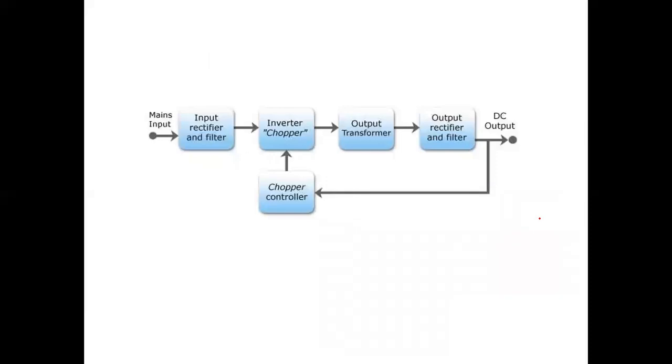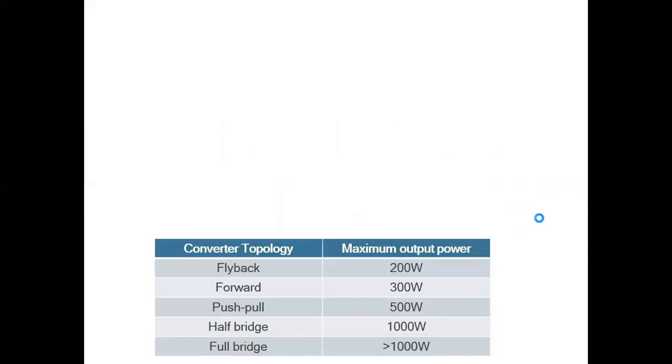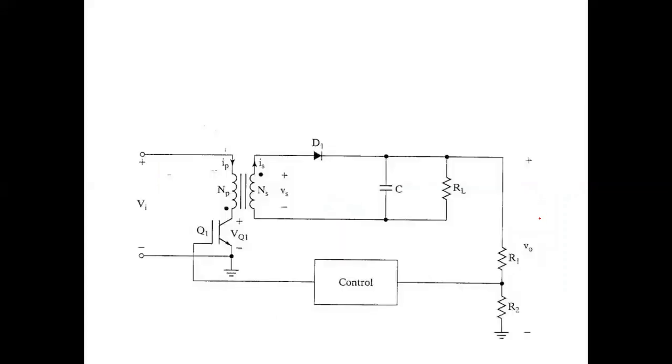So this is the model of SMPS. The mains input is given to the input rectifier and filter circuit. Then it is given to the chopper circuit. Then the output transformer, then the output rectifier and filter, then the chopper controller. That is the reference voltage comparator. So you will get the DC voltage. That is the SMPS model. This is the circuit for the SMPS.